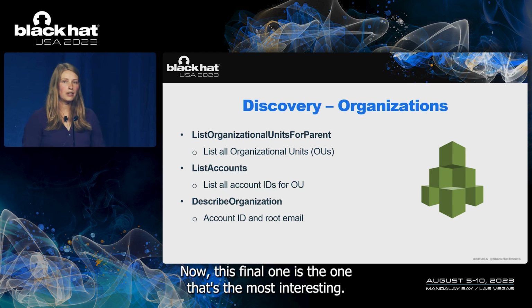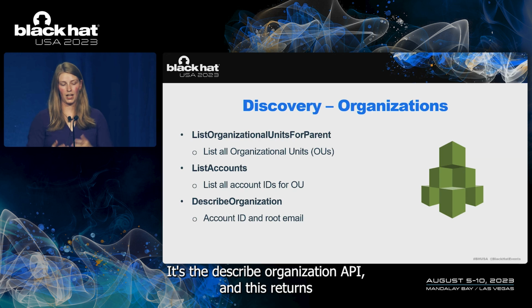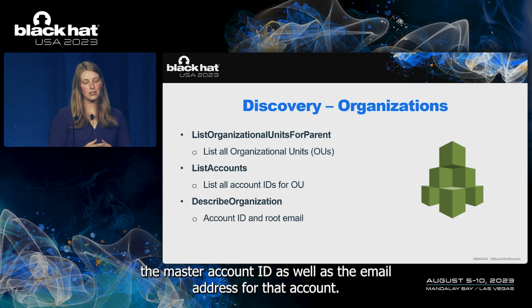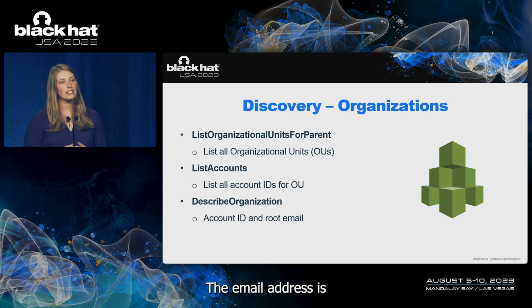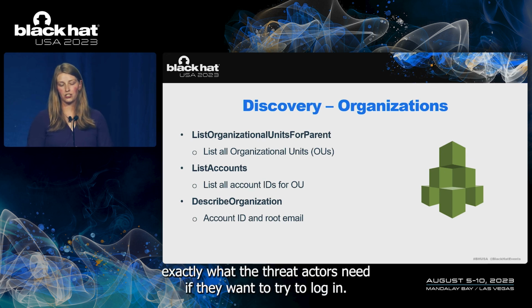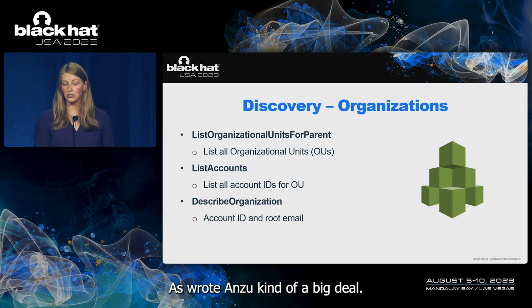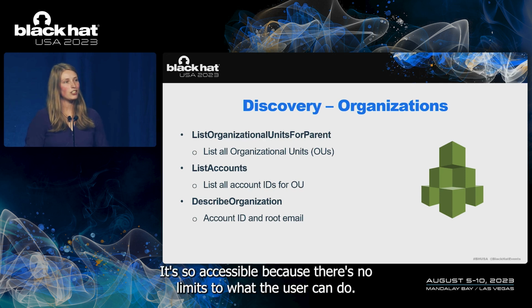Now, this final one is the one that's the most interesting. It's the describe organization API. And this returns the master account ID as well as the root email address for that account. The email address is exactly what the threat actors need if they want to try to log in as root. And it's kind of a big deal that it's so accessible because there's no limit to what the root user can do.